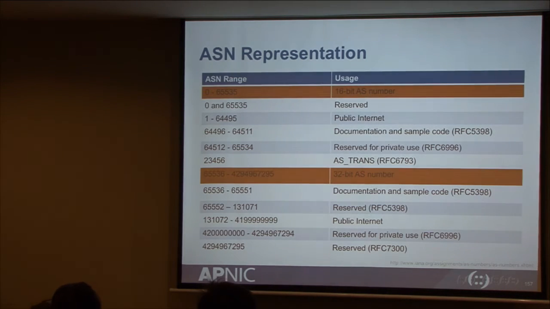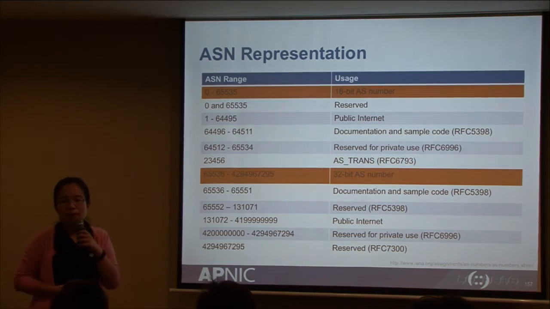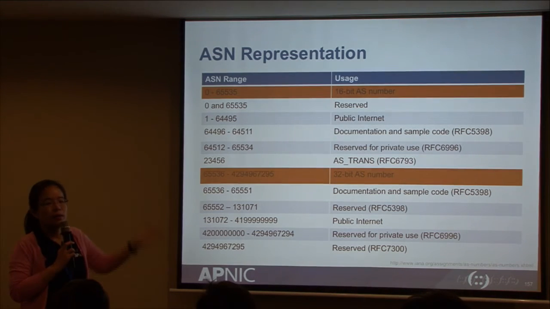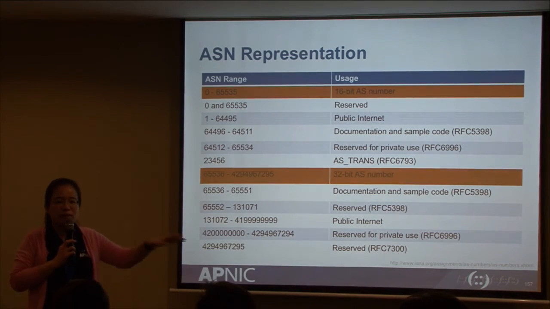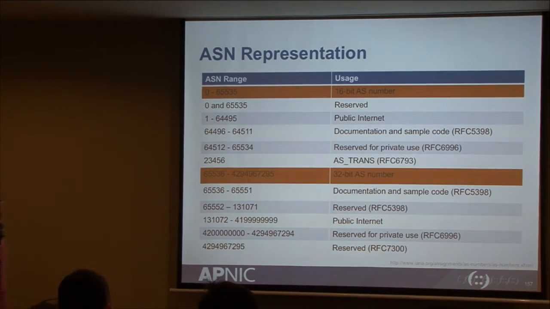For the AS number, we also have some development. At the beginning, the AS number was only 16 bits, the same as IPv4. Because the internet is growing very fast, the 16-bit AS number is not enough for us. So since 2007, we started to use the 32-bit AS number. The range is much larger. This is the public internet range.